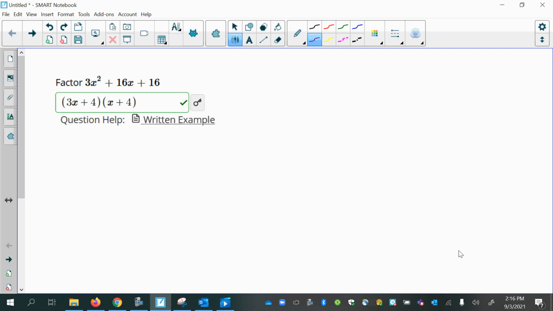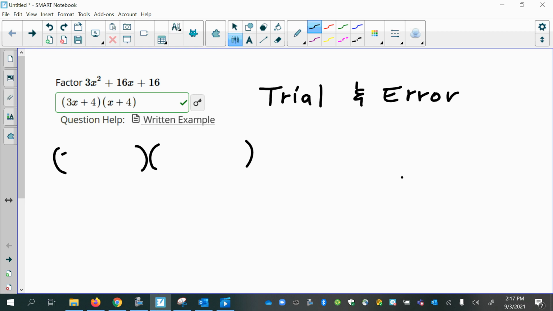We have a quadratic polynomial that has a lead term that is not 1. And that makes it a little trickier to factor than other polynomials that don't have a lead coefficient other than 1. There's a couple of ways you can approach it. If it is a prime number, it makes it fairly easy to do trial and error most of the time, because the first term, 3x squared, is only going to factor out one way, and that would be 3x times x.